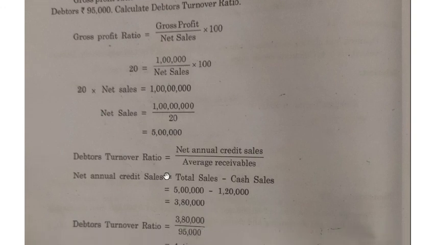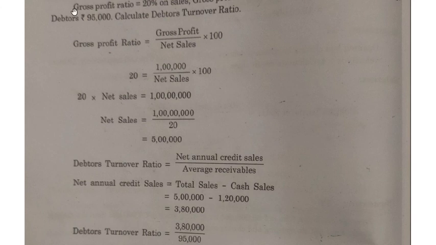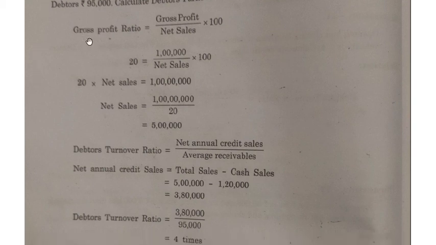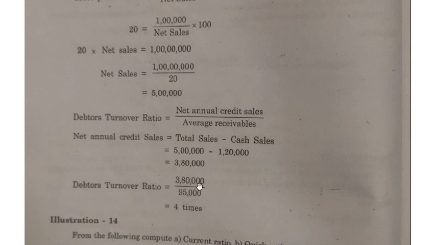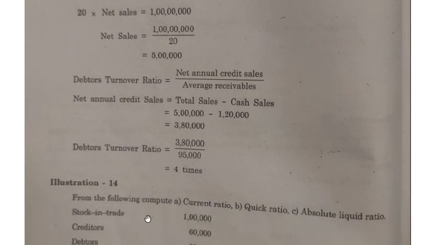And what about your average receivables? They have given debtors to be 95,000. Nothing else they have given, neither the opening debtors or closing debtors, nor bills receivable or closing bills receivable. So we consider this to be our average receivables. So 3,80,000, your net annual credit sales, divided by 95,000, your average receivables. So your debtors turnover ratio is 4 times.